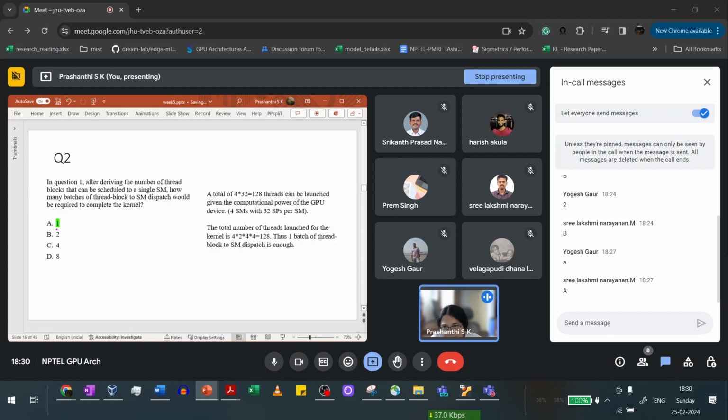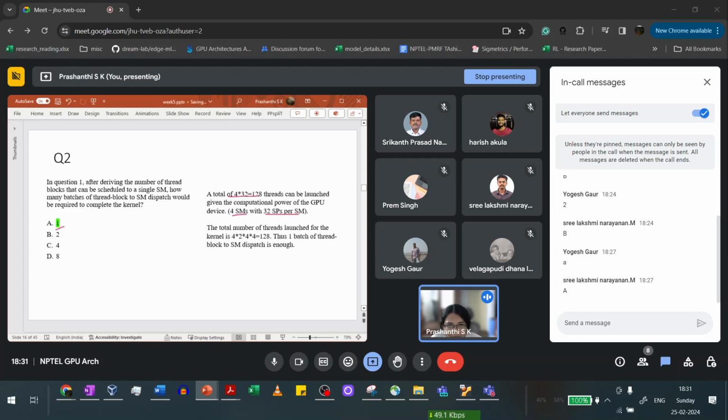The very first time you dispatch to all 4 SMs, you basically accounted for all the blocks that are there in the kernel definition. Another way to do this calculation is in terms of threads. So you have 32 SPs per SM and 4 SMs.